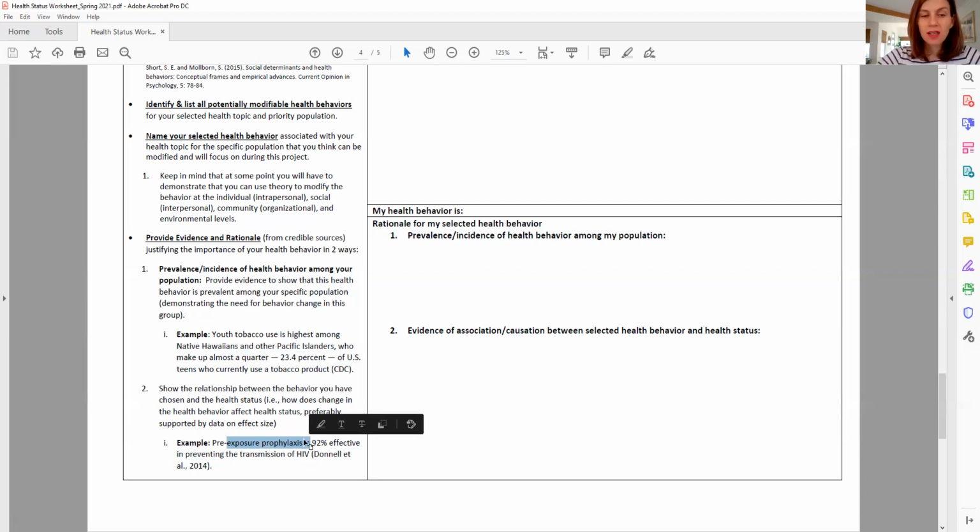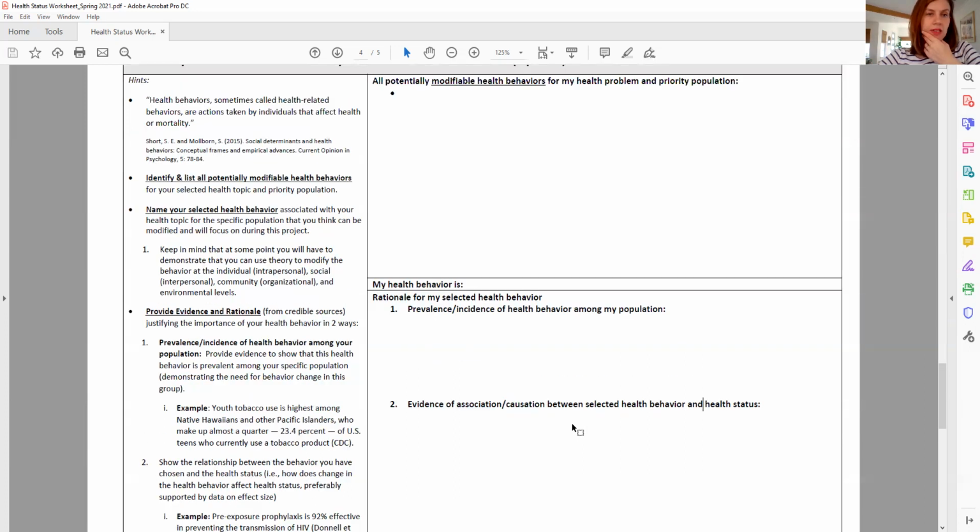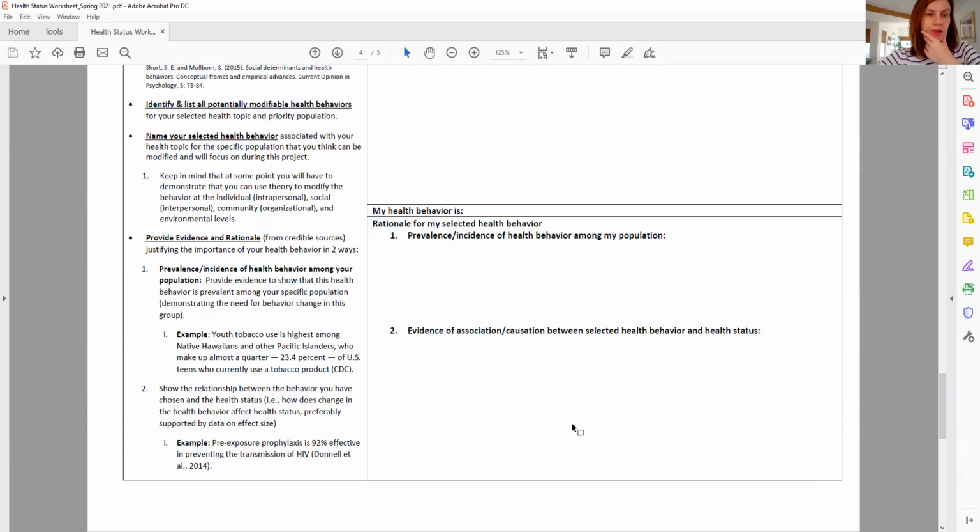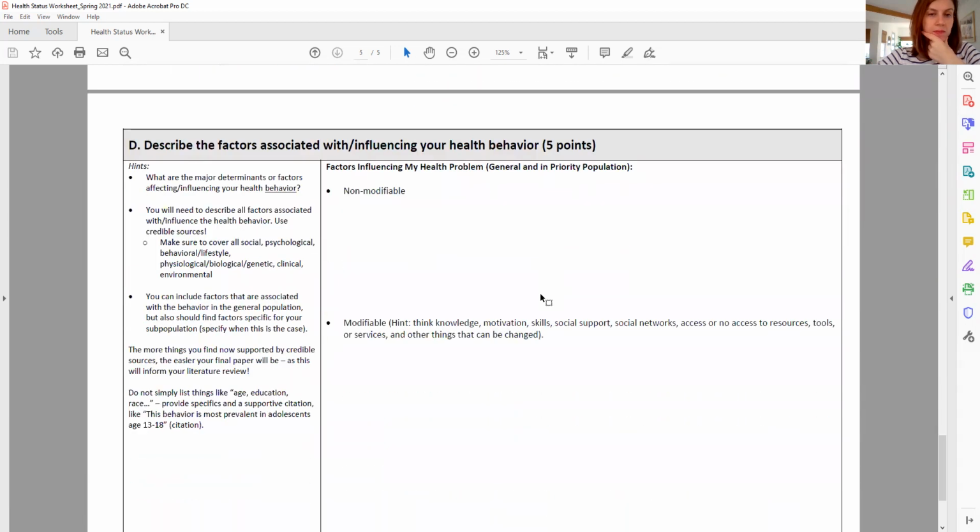My health outcome is HIV. This is showing that if you use it, it's 92% effective in reducing HIV transmission. That's the type of thing we're looking for here. So it might just be one statistic that you find, but it should be a reliable statistic with a reference. Let's see, other things on this page. I think that's pretty much everything, but you can read over these notes again. They're meant to help you.